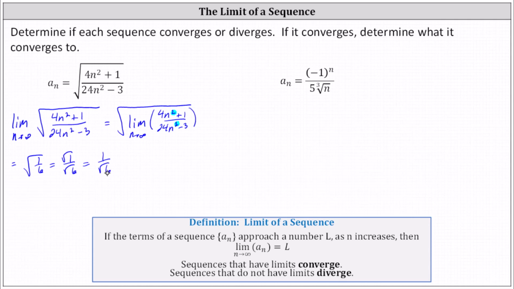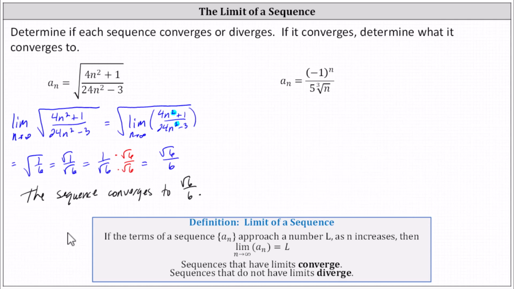If you are required to rationalize the denominator, I'll also show that. We would multiply the numerator and denominator by the square root of 6. We can also express the limit as square root 6 divided by 6. The important part here is the limit exists and is equal to square root 6 divided by 6, which indicates the original sequence converges and converges to square root 6 divided by 6.